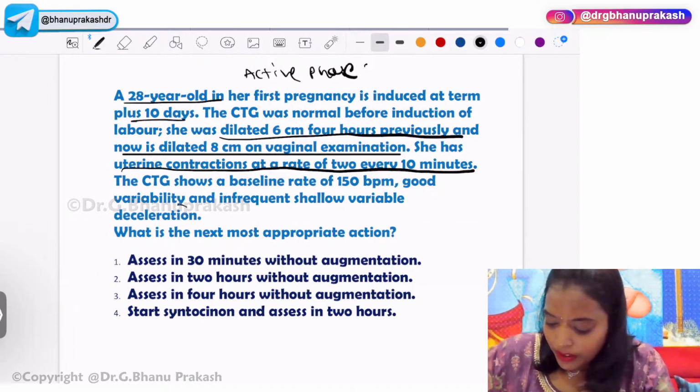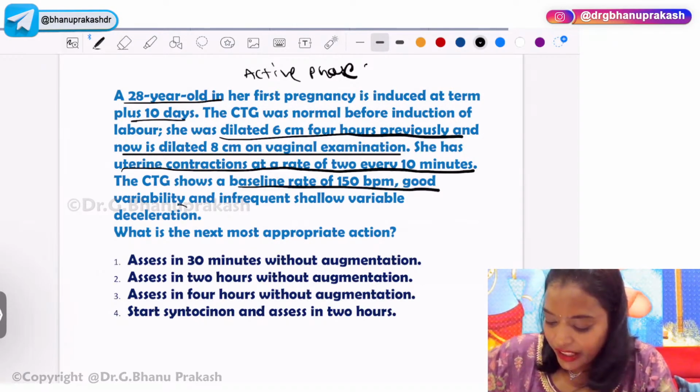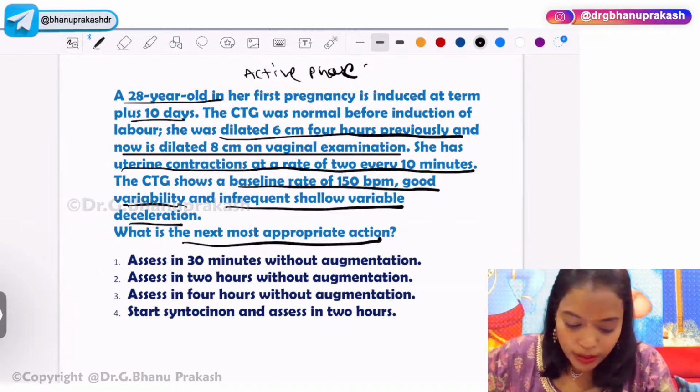Okay. CTG shows a baseline of 150, good variability, infrequent shallow deceleration. What is the next most appropriate action?